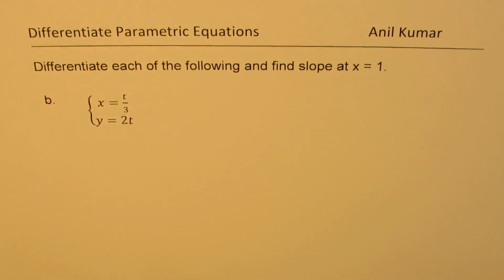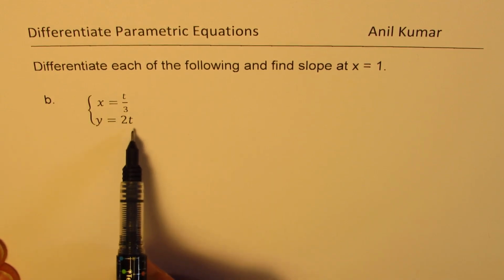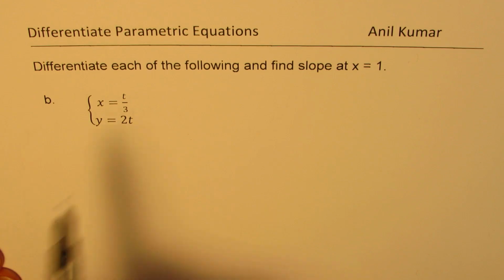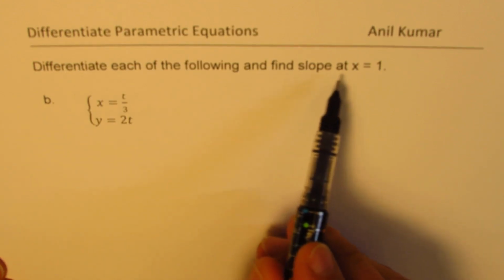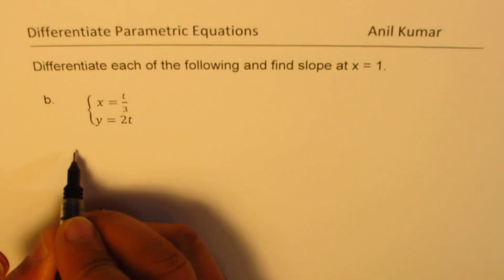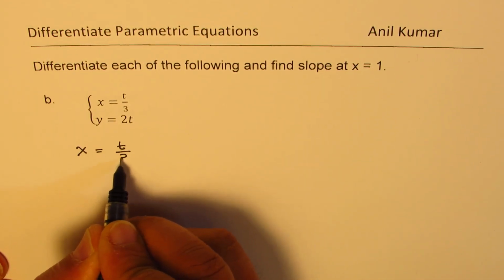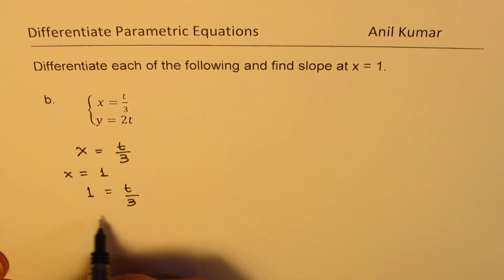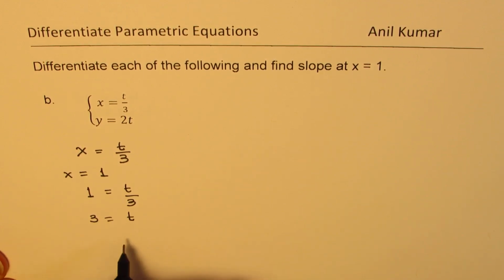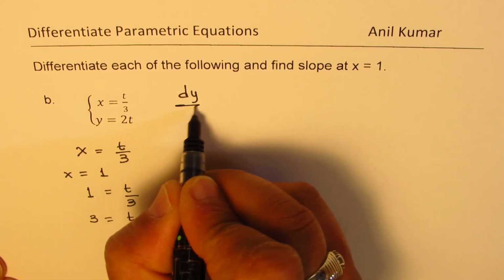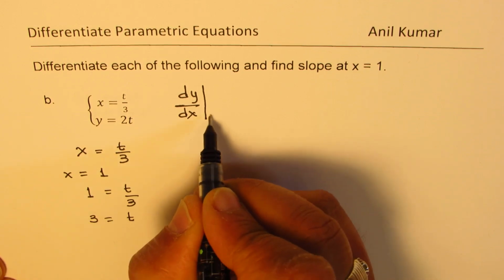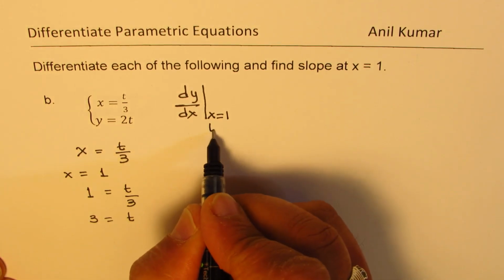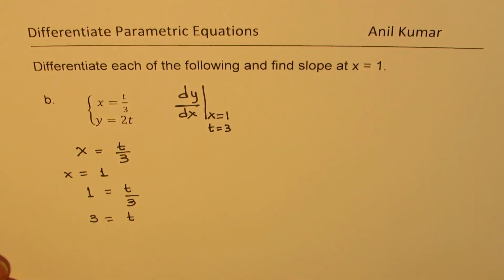Now let's take part B. Here we are given x equals t over 3, y equals 2t. We need to differentiate this and find slope at x equals 1. So let's look into this. We are given x equals t over 3. Now if x is equal to 1, that means 1 equals t over 3, or 3 equals t. So basically, in this particular question, we need to find dy dx when x is equal to 1, or you can say t is equal to 3, correct? That is what the question is.